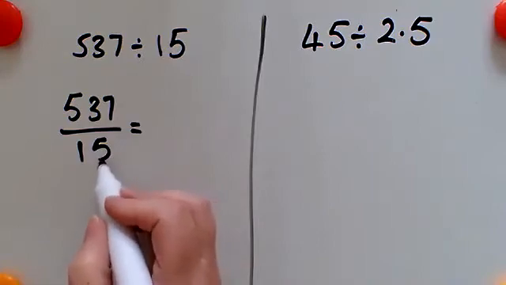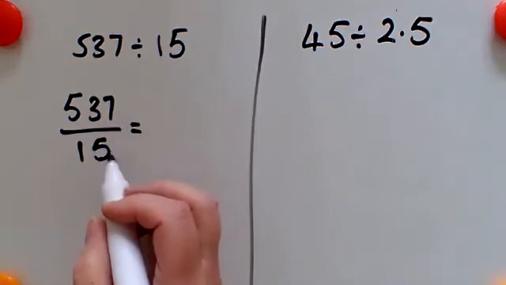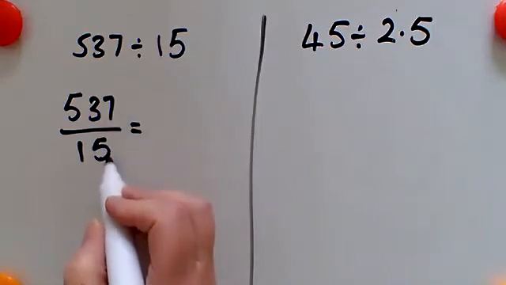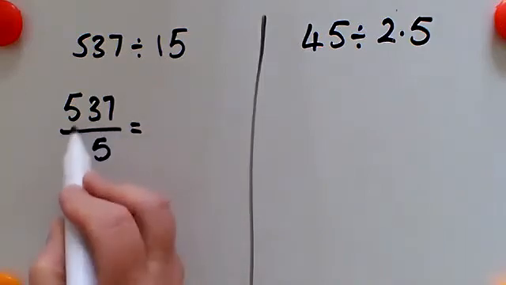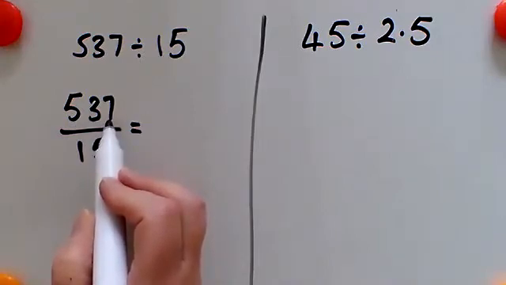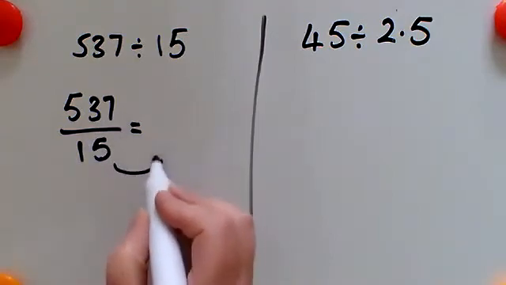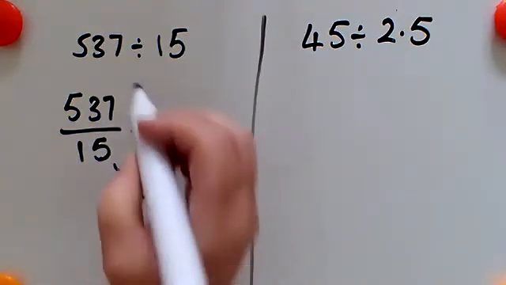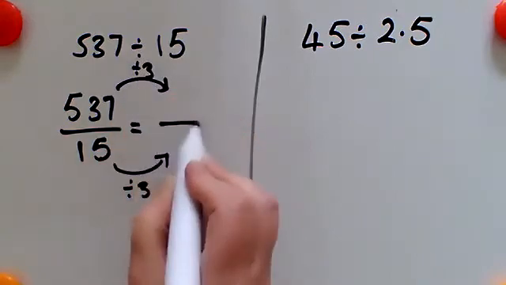Now, a nice little check is if you want to see if a number is divisible by 3, you find the digital root of the number. Now, I know 3 goes into 15, but does 3 go into 537? Well, if I add 5 plus 3 plus 7, I get 15, which I know 3 goes into. So yes, 537 and 15 are both divisible by 3. So I can find an equivalent fraction or calculation to do.